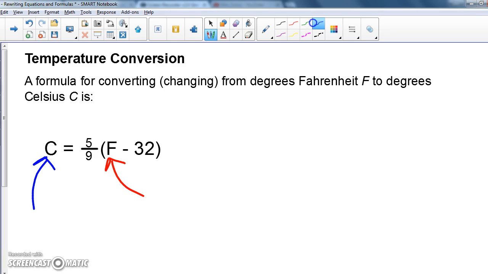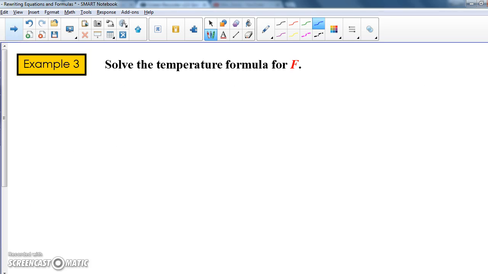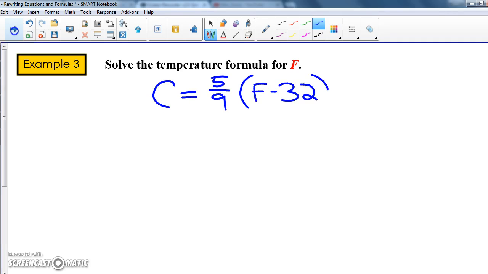Definitely have that in your notes and you'll need to memorize that. Not too bad. There's really only 5/9 and 32 in there. It's not bad. Make sure you have that. Let's look at an example with it. Example 3 says solve the temperature formula for F. So that means take the formula that you just wrote down and then get F by itself.